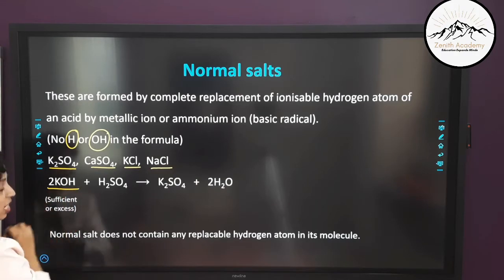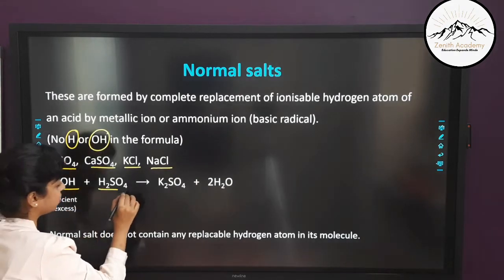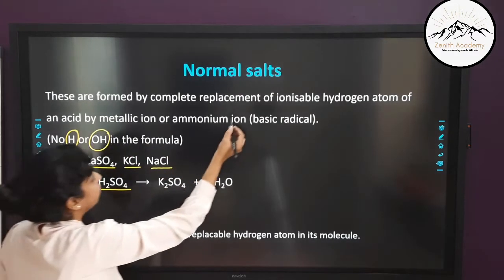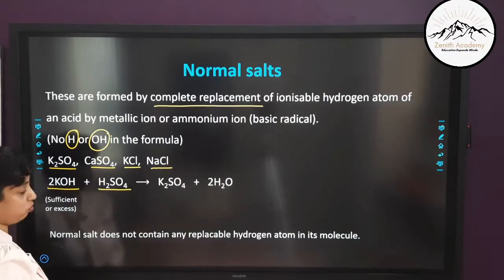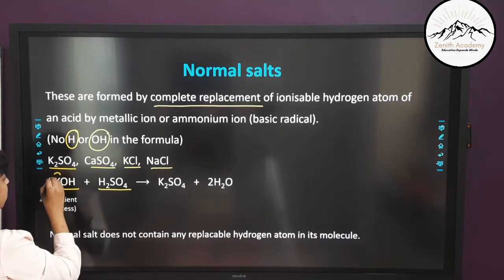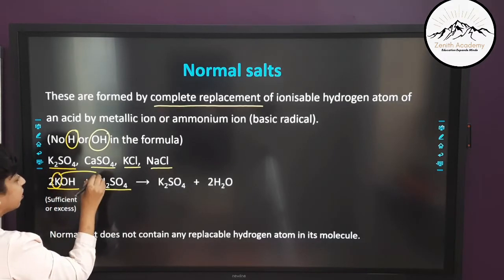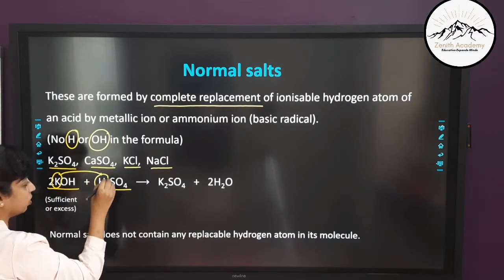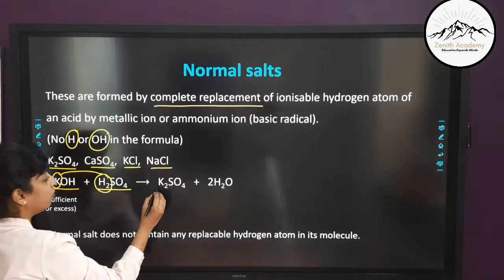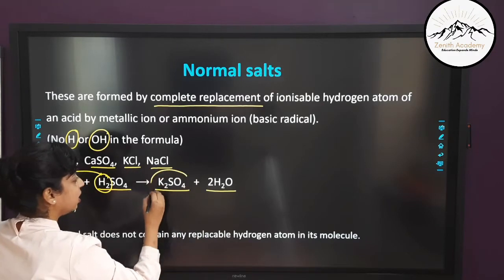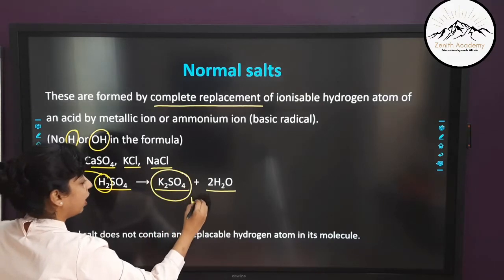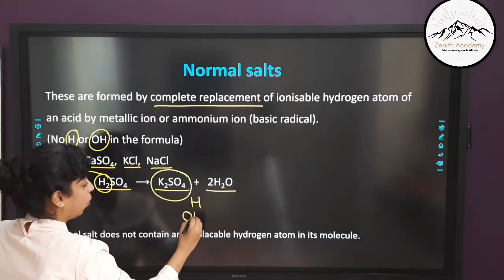We have taken potassium hydroxide and reacted it with sulfuric acid. Here, complete replacement of the ionizable hydrogen atoms takes place. So the potassium ions come and replace both the hydrogens. Now it will form K2SO4 and water. Here you can see in the formula there is no hydrogen and no OH.